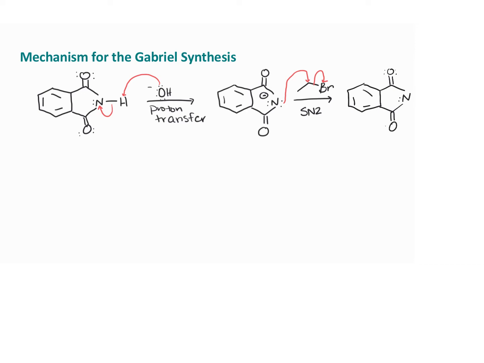I'm just looking back and forth, making sure I'm drawing this right from the previous. I'm going to count my carbons, so I know I should add 2 carbons because the alkyl halide has 2 carbons. Okay, now this nitrogen here, that's the leaving group.